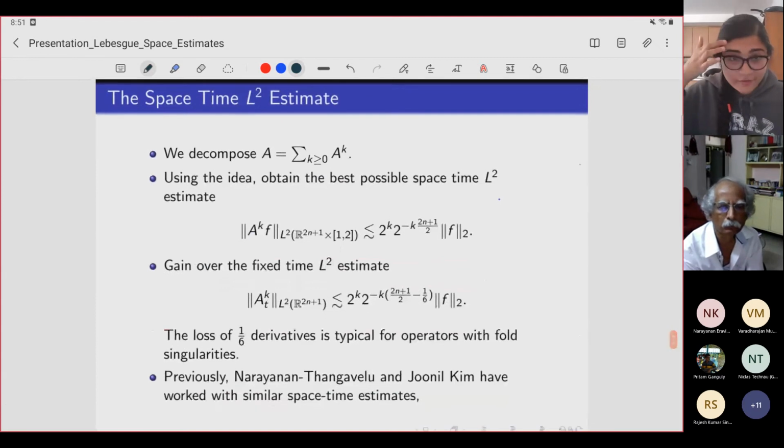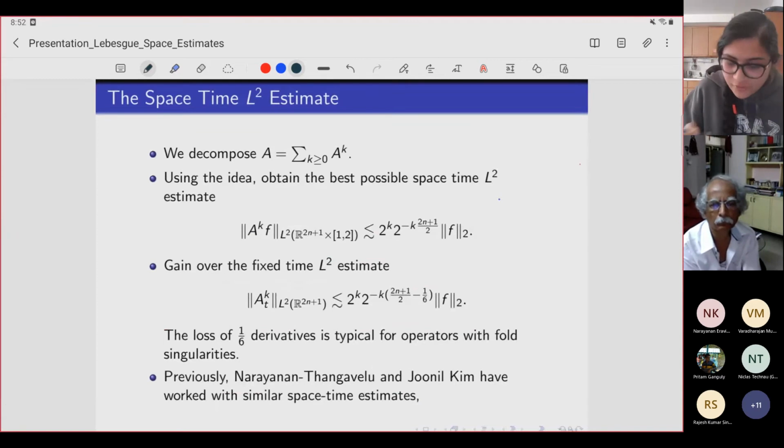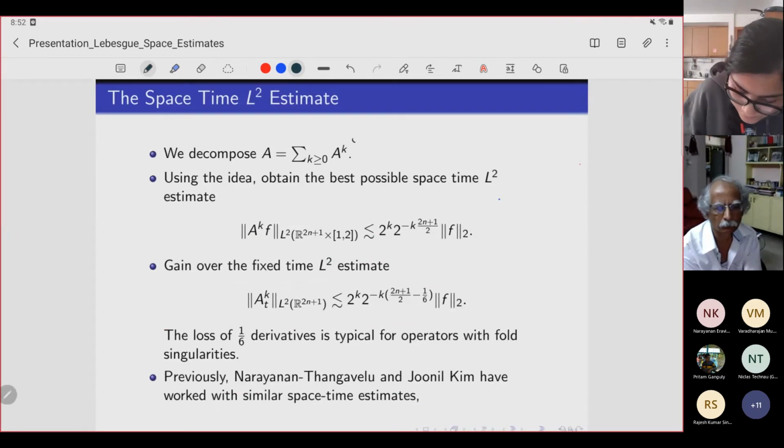So I keep talking about that. Let me just also say quickly what those are. So the geometry remains the same, but what you have to do is you need to split your operator up into pieces.